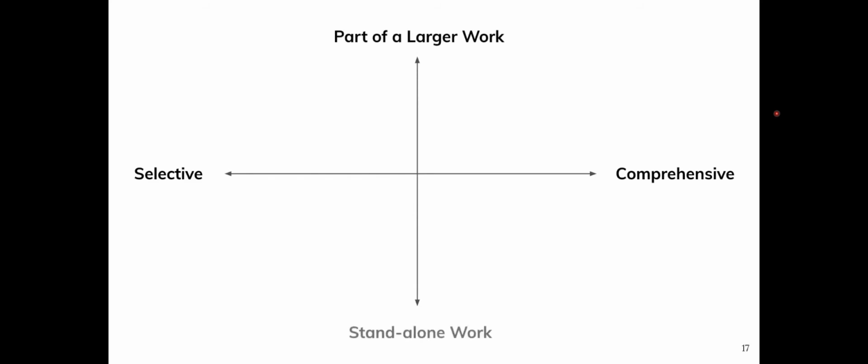So in terms of the type of literature review you're going to do, it's important to think of it along these X and Y axes. Literature reviews can be selective, or they can run the spectrum to more comprehensive. They can also be a part of a larger work or a standalone work itself. I'll give you examples of types of lit reviews that fall into each of these quadrants.